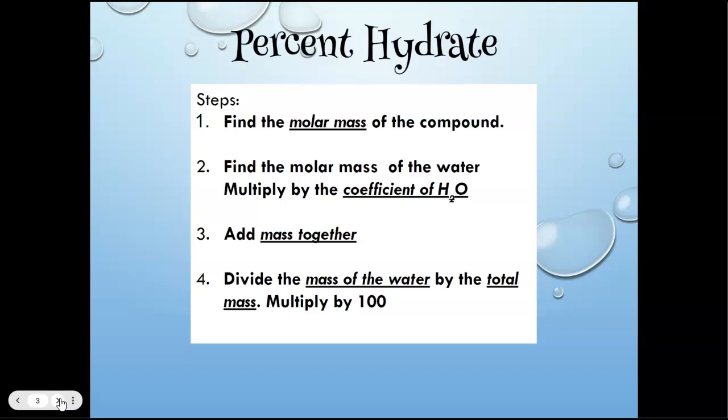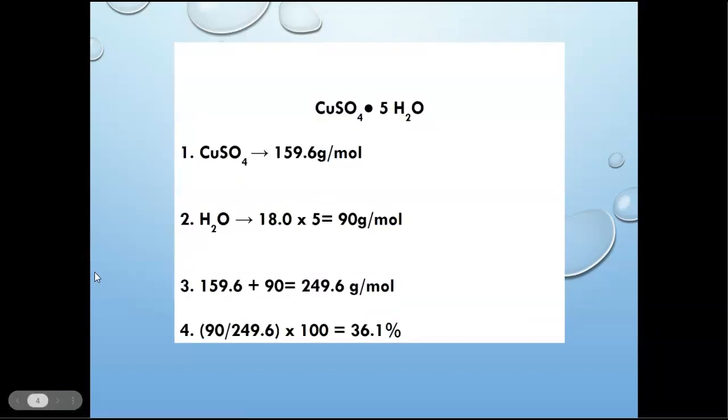Okay, so it's the same percentage calculation that we did for percent composition. It's just in this case, we're looking specifically for the percent of water. Okay, so let's take a look at an example. Here we have copper sulfate pentahydrate. That's how we would say this. The penta comes from the 5 coefficient in front of the water. And then of course you guys know how to name compounds now.